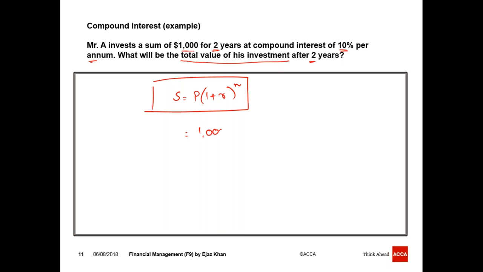We'll put 1,000 as our principal. The rate of interest will be 10%, which we'll put as 0.1. And since we need to find out the sum after 2 years, we'll put 2 as our power. And the resulting answer will be $1,210.